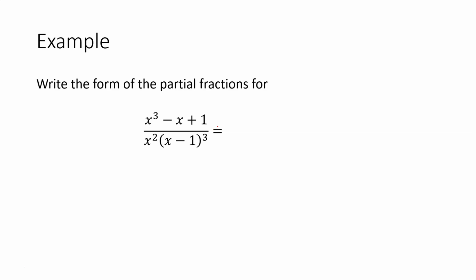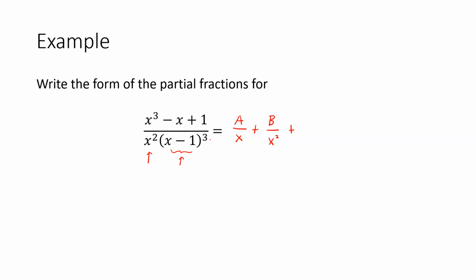Here, let's just start by practicing writing the form of our partial fractions. Notice that we have two linear factors. We've got x squared, but because it has a power of 2, it's being repeated. And then we have this factor x minus 1 that has a power of 3, so that one's repeated as well. This one's got a power of 2, so its partial fractions will have a over x and b over x squared, so one for each coming up to the power of 2.